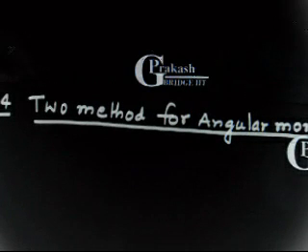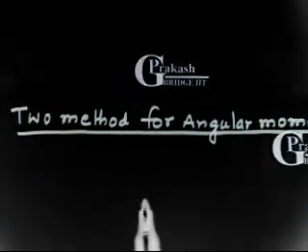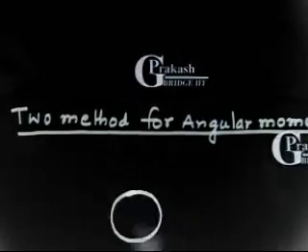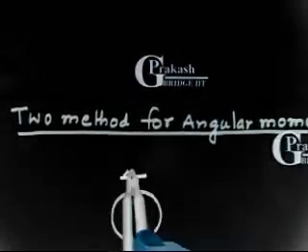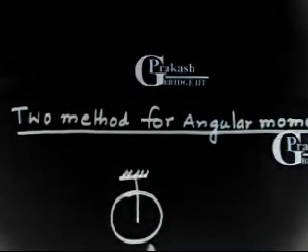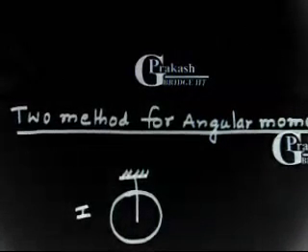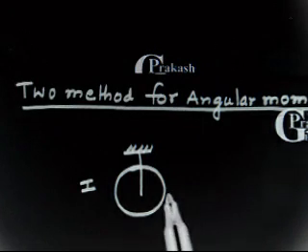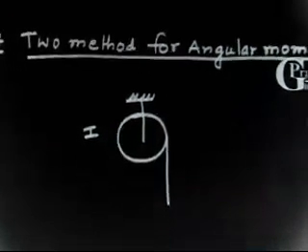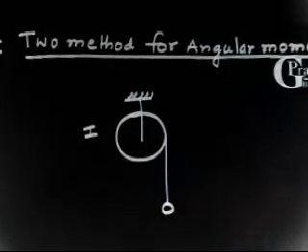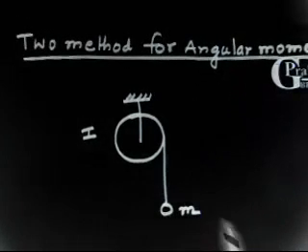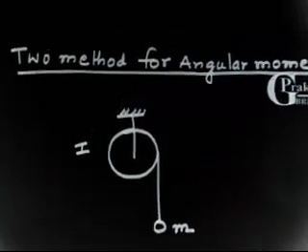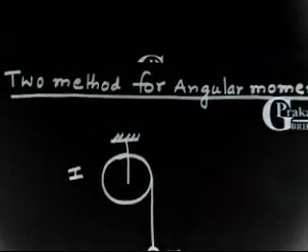Let me read the question. It says a light non-stretchable thread is wound on a massive fixed pulley of radius r. So I have a pulley. Let us say this pulley is fixed and massive, with moment of inertia I. A small object of mass m is tied to the free end of the thread. So there is a thread, and this thread carries a small object of mass m, hanging over one end of the thread. The other end is tied on the pulley.